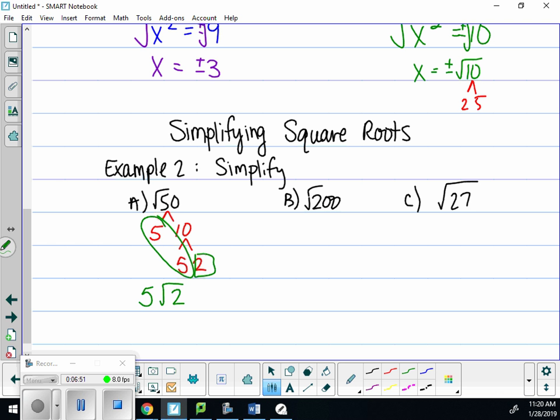Now, how can you test to see if you are correct? Because we pulled out a 5, we essentially took the square root of a number to get 5. What is 5 squared? 25. 5 times 5 is 25. 25 times 2 is what we started with. So B, break it down.